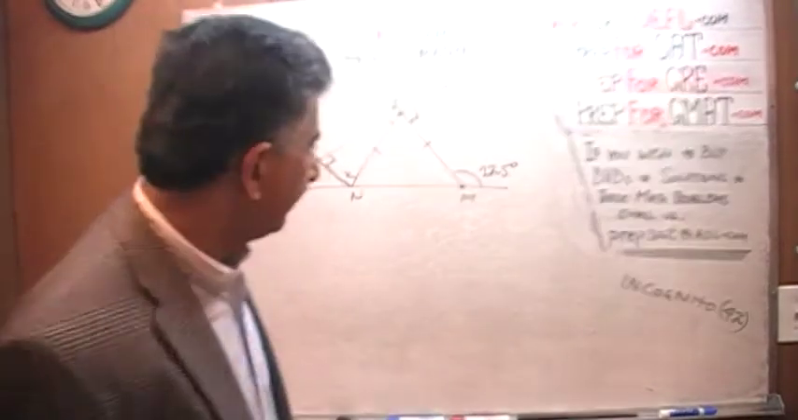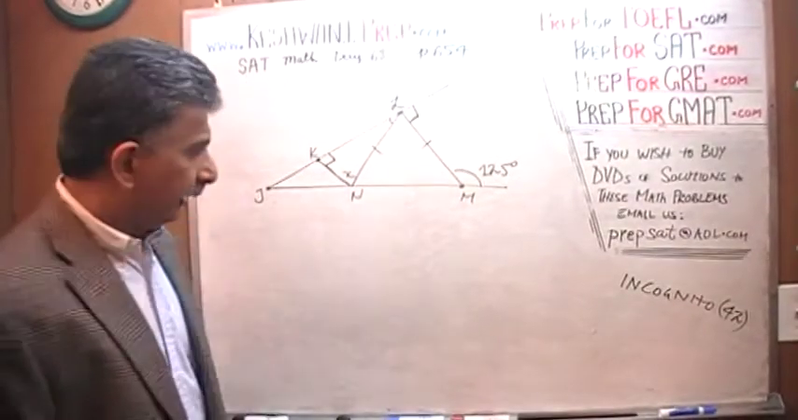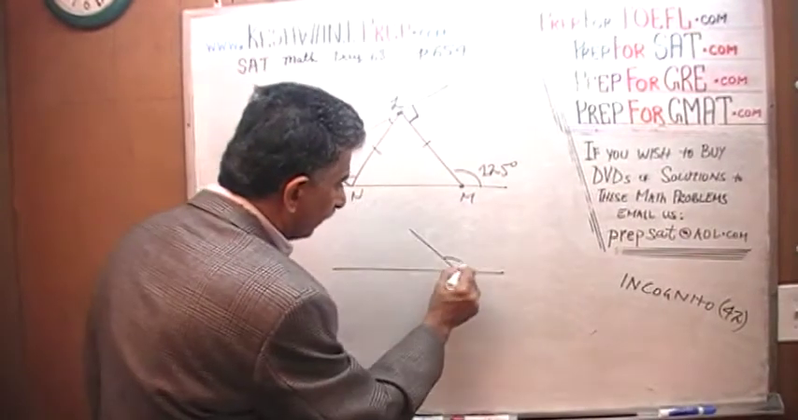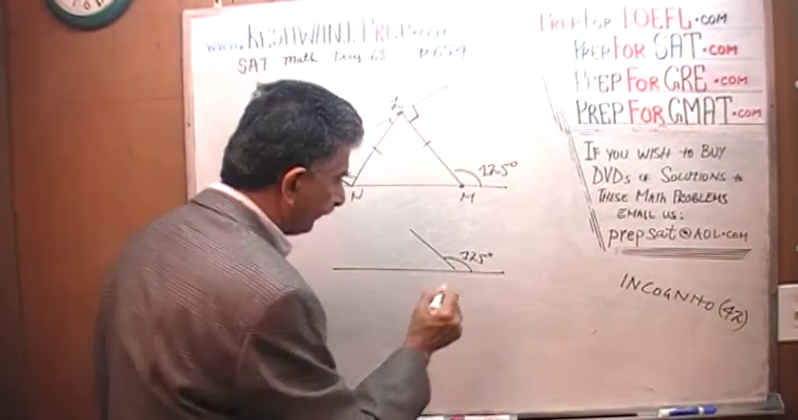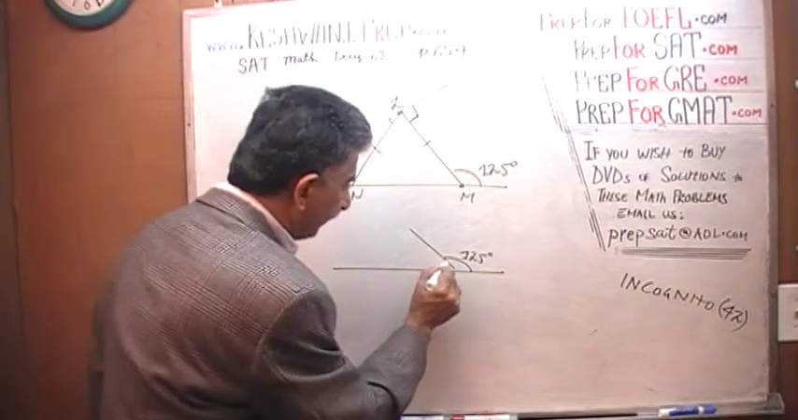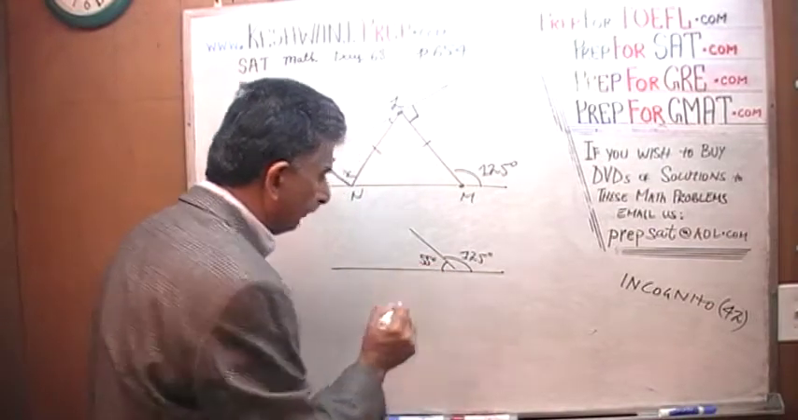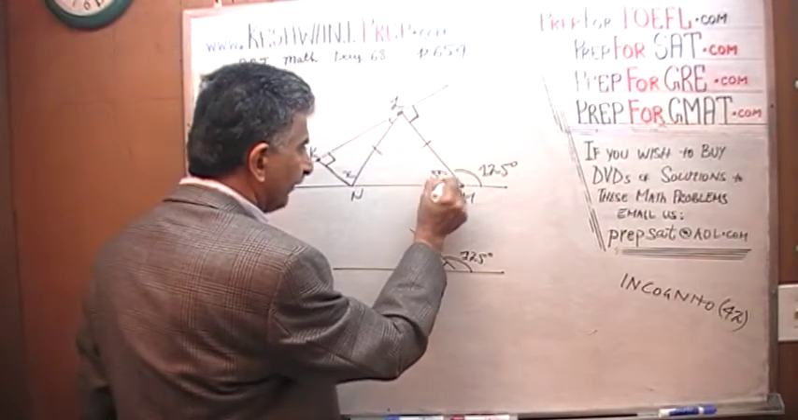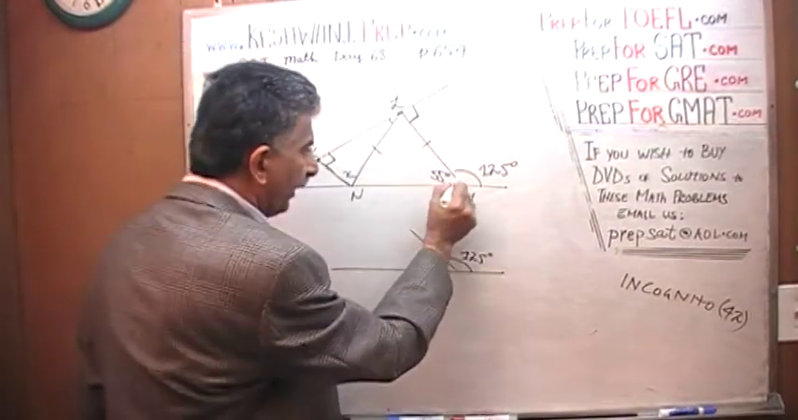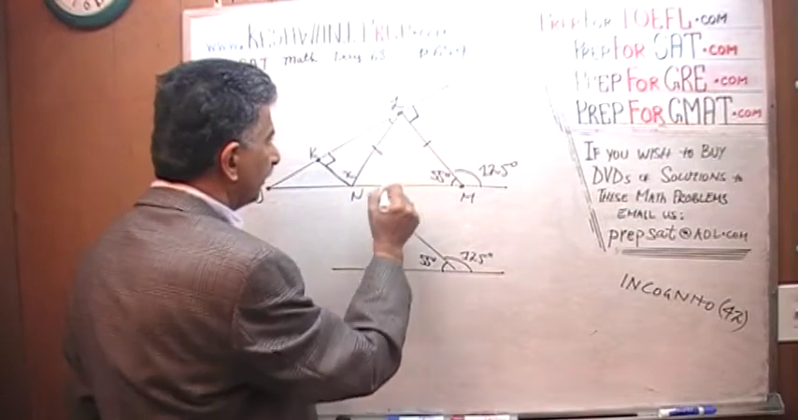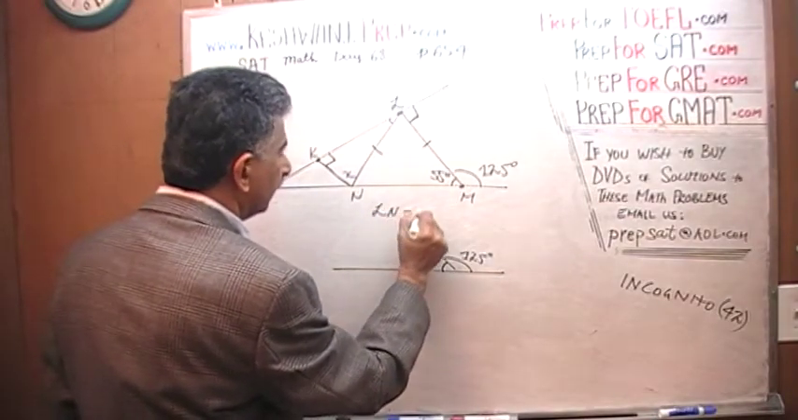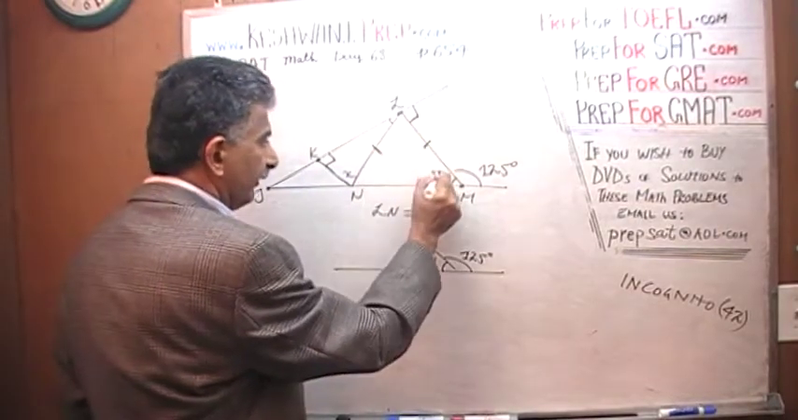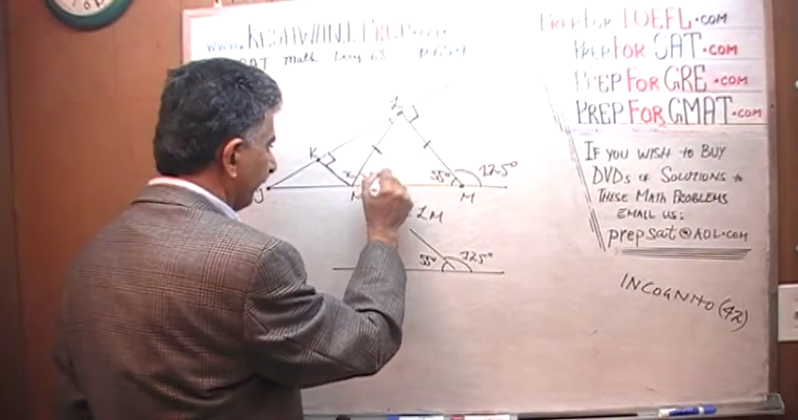The story is going to begin right here. A straight line we know is 180 degrees. This angle we are told is 125. If it's 125, this inside angle must be 55, because 55 plus 125 is 180. So this angle is 55. That's the first step. Now, if that angle is 55, and because we are told that LN equals LM, these two sides are equal, this must also be 55.